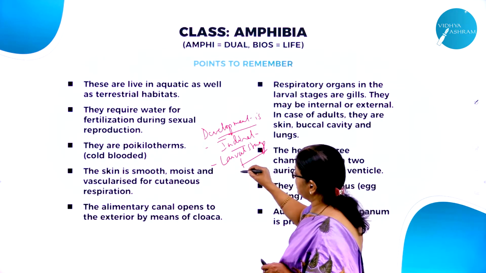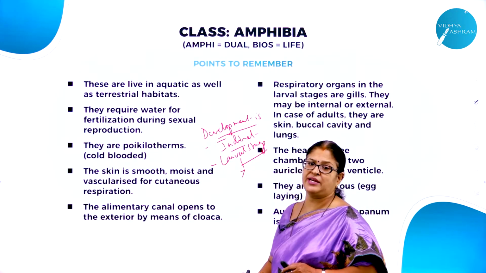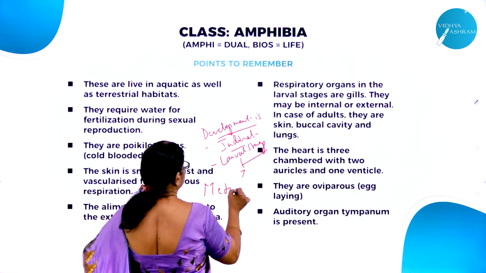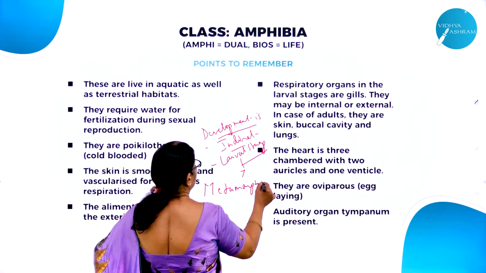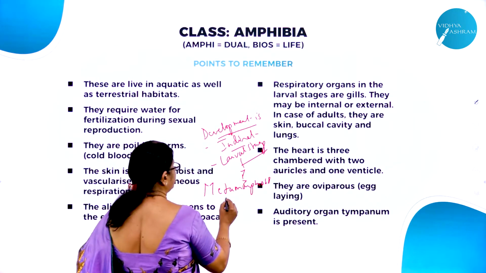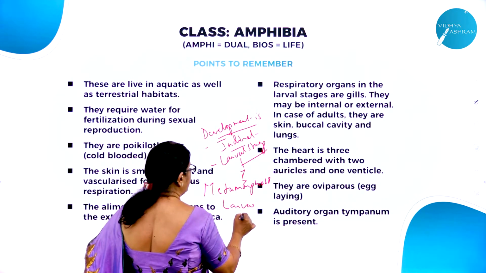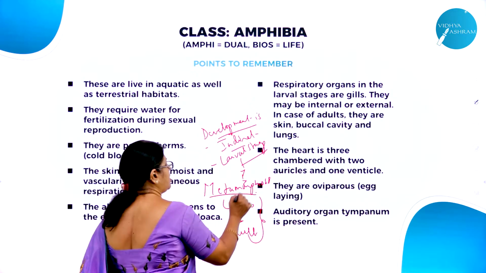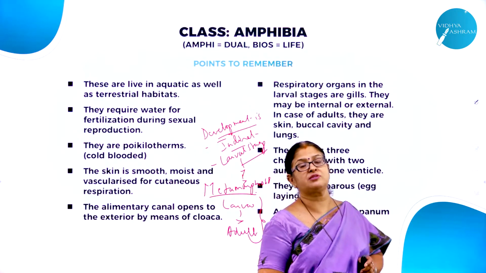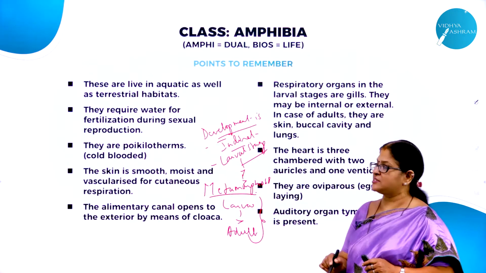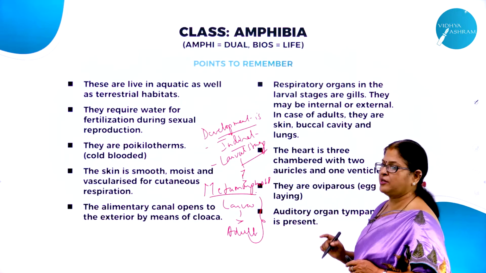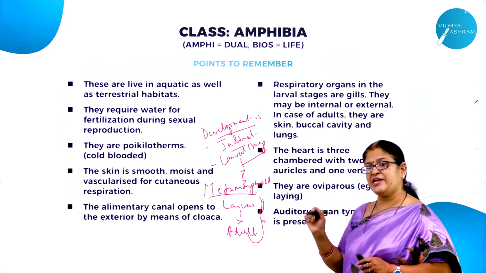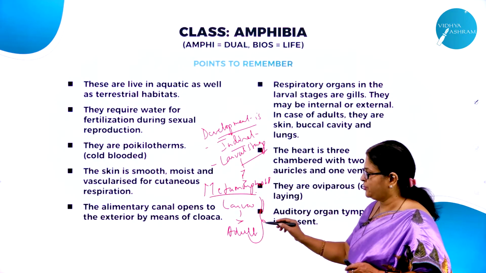Hope you all know that there is a very important phenomenon taking place in frog, and that is called metamorphosis. What is metamorphosis? Transformation of a larva into an adult. This transformation is called metamorphosis. So this is a very unique phenomenon that is exhibited by the amphibians, particularly the frog. So you can see the larval stage is transformed: eggs into larva into adult.